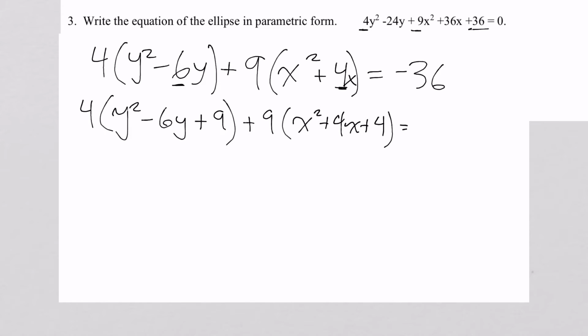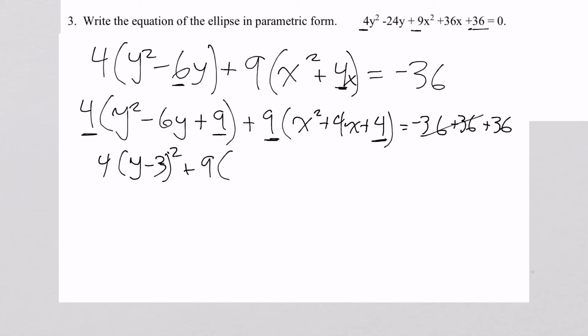Okay, and that equals negative 36, but I've just added stuff to the left, so I need to add stuff to the right. Well, what have I added on the left? I've added 9 there, but that's inside parentheses times 4. So I've added 36 from that piece, which is nice because those have just canceled. And I've also added 4 in that parenthesis, but that is also times 9 there, so I've added an additional 36. Okay, so I've got 4 times y minus 3 squared when you factor that as a perfect square, plus 9 times x plus 2 squared when you factor that as a perfect square equals 36.